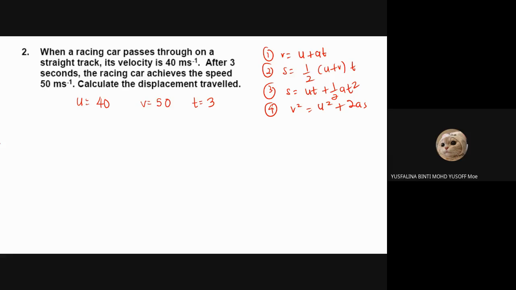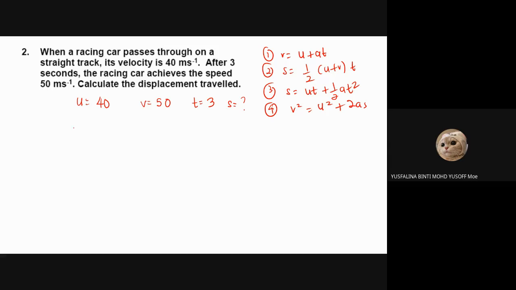So the unit for displacement is actually in meter, right? So 90 meter per second is wrong. How did you get 90? You just added 40 plus 50, you got 90 like that.